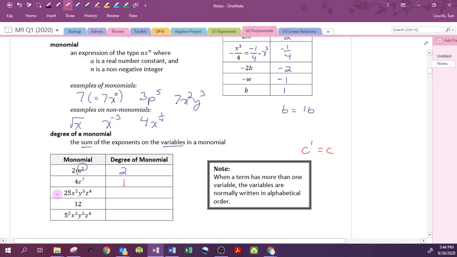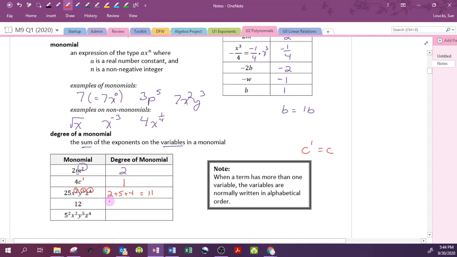For this one, 25x squared y to the 5 z to the 4, the degree of the monomial is the sum of 2 plus 5 plus 4, which is 11, okay? We're just adding up the exponents on those ones, okay?